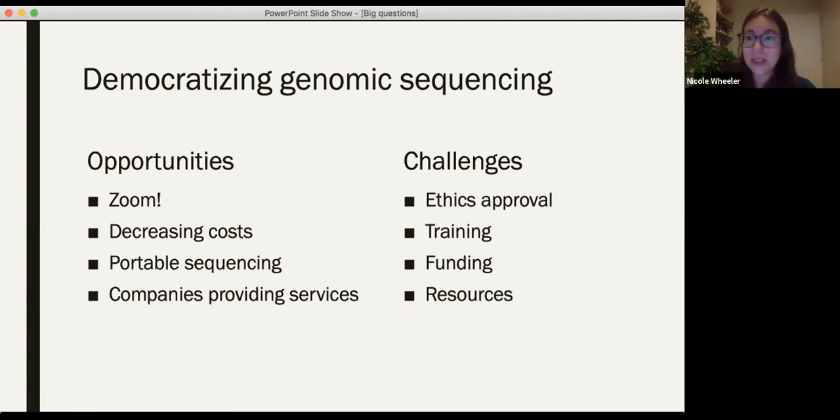And also funding and resources. Genome sequencing, while it's getting cheaper, it does cost money. You do need to buy equipment. And so getting access to that is still a challenge.